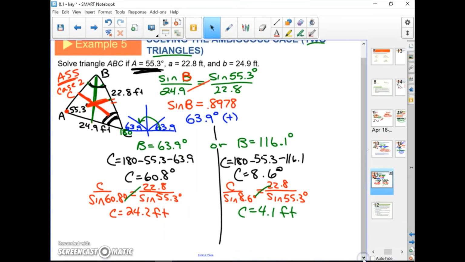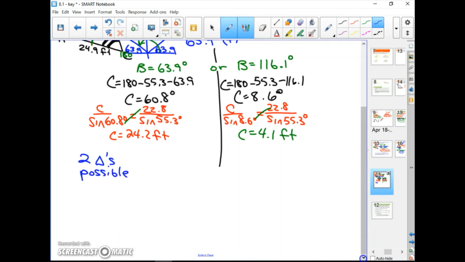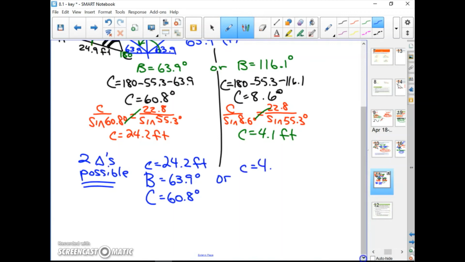I think maybe since we've got two different triangles, maybe it'd be good to just re-summarize. You've got two triangles that are possible. So on one hand, we found little c was 24.2 feet. Angle B was 63.9 degrees. Angle C was 60.8 degrees. On the other hand, the other triangle, little c was 4.1 feet. Angle B was 116.1 degrees. Angle C was 8.6 degrees.